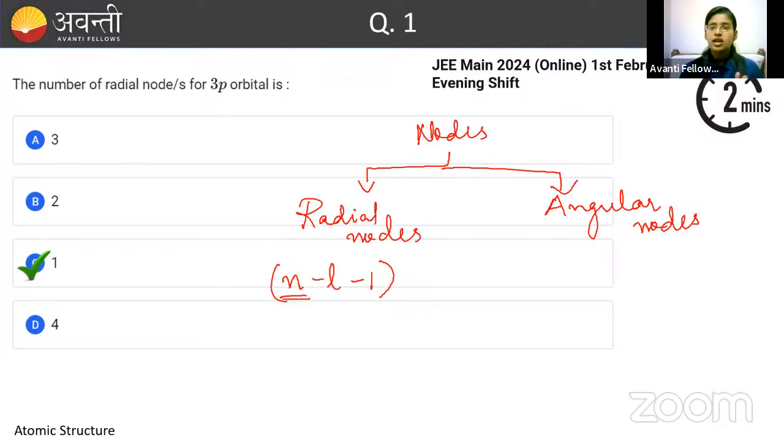And the second one is called the azimuthal quantum number, and it is denoted by the letter L. And n minus L minus 1 will give the number of radial nodes for any orbital. Got it? Now to find the number of angular nodes, we have to use L. It is just L. L is the azimuthal quantum number and that denotes the angular node for that given orbital. But here we are asked to find out only the number of radial nodes for the 3p orbital.